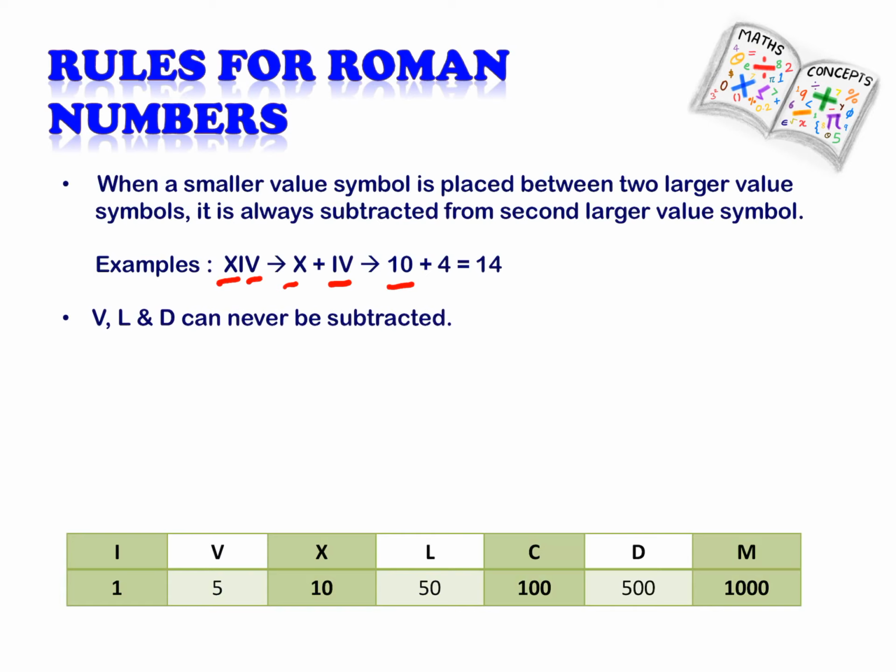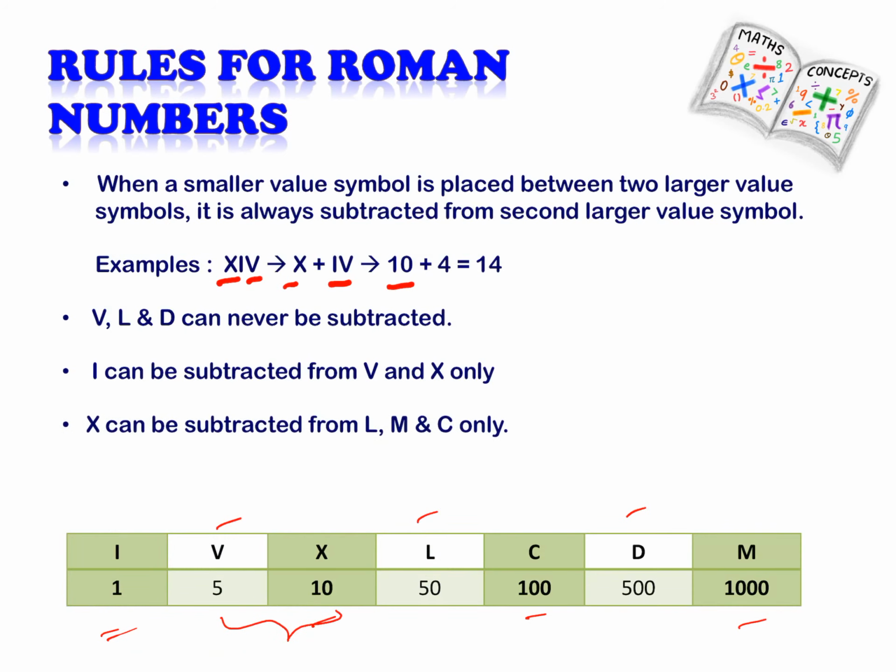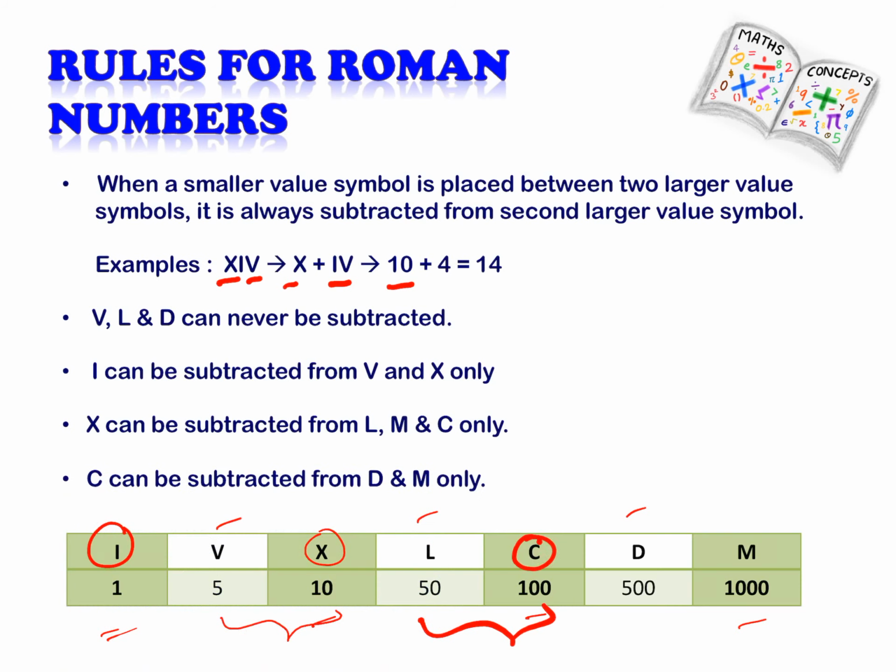Now here, V, L, D can never be subtracted. Remember, these three symbols do not get subtracted. Only symbols that can be subtracted are I, X, C and M. Also, I can be subtracted from V and X only, X can be subtracted from L and C only, and C can be subtracted from D and M only. Okay, it is very easy to remember. Again, here also there is a pattern. I can be subtracted from the next two symbols, X can be subtracted from the next two symbols, and C can be subtracted from the next two symbols.